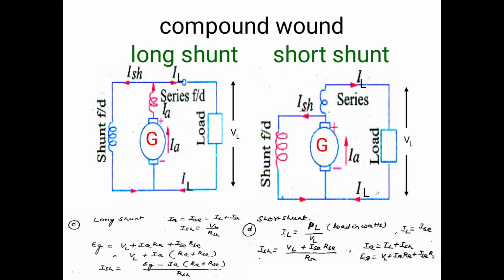In short, for the shunt DC generator, the voltage equation is EG equals VL plus ISC into RSC plus IA into RA plus BCD. This is the voltage equation.